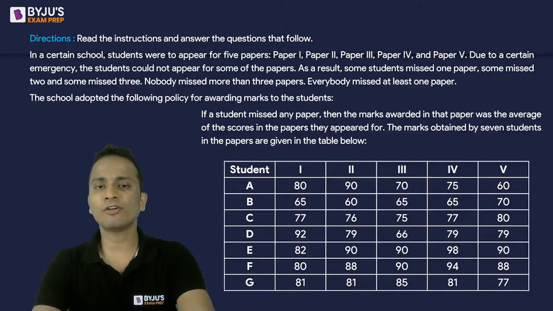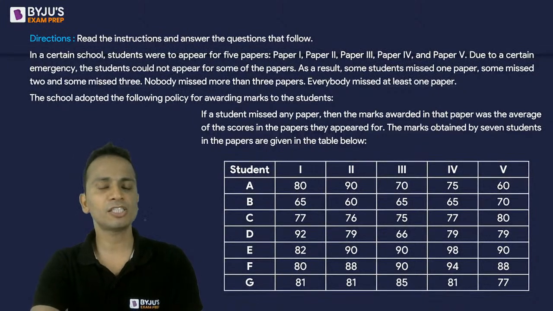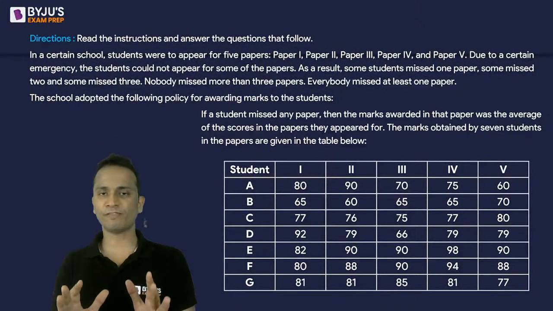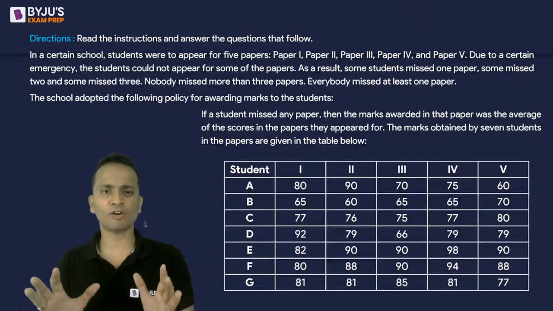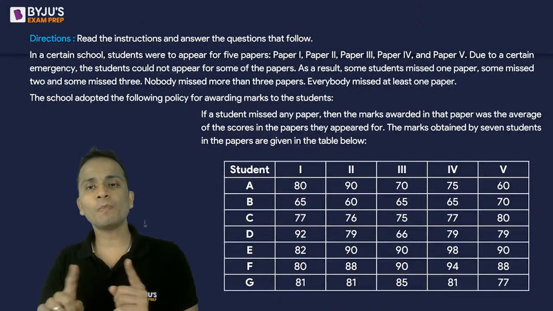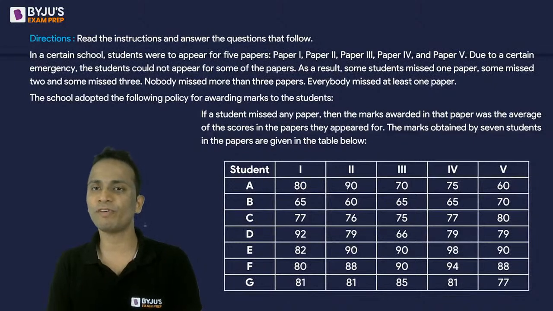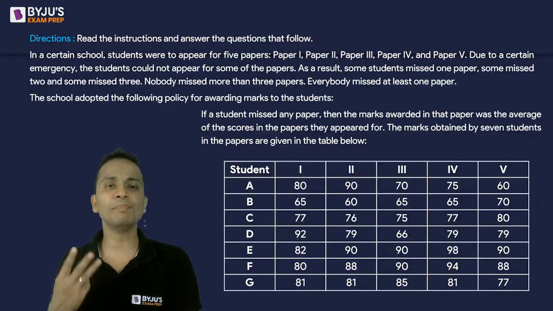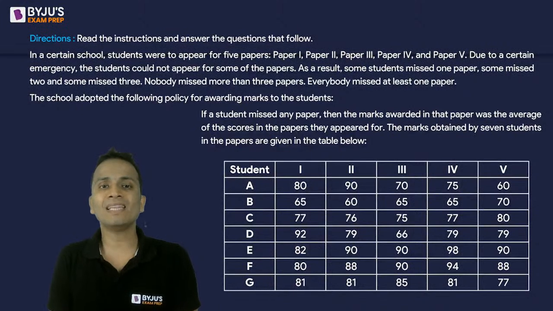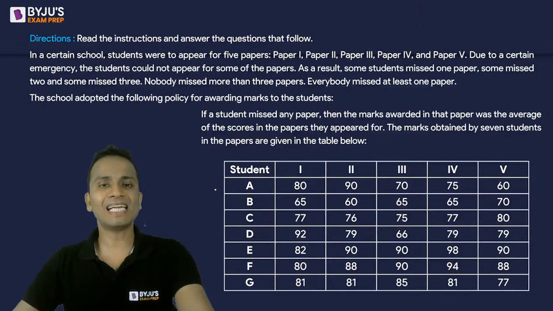So read this set of instructions, and then I take you to the second slide where the remaining part of the information is also given. In this first slide, general information is given. The table will be present on the second slide. So let's read it. In a certain school, students were to appear for 5 papers, 1, 2, 3, 4, 5. Due to a certain emergency, the students could not appear for some of the papers. As a result, some students missed one paper, some missed two, and some missed three. Nobody missed more than three papers. Everybody missed at least one paper.